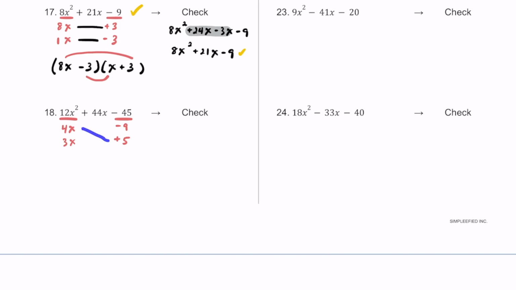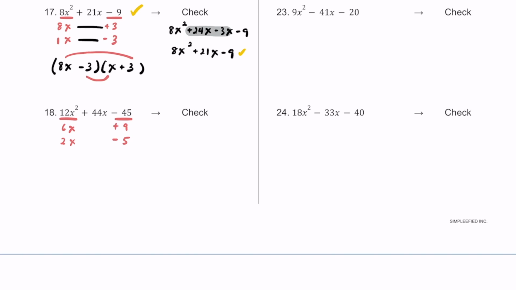This is positive 20 and negative 27, so that's going to be negative 7. That's also not what we want. Okay, let's go ahead and change 4 and 3 to 6 and 2. If we try these new set of factors here, we're going to get negative 54 and positive 10, which makes negative 44, which is really good for us, because now we just have to change the signs and make this a positive 9 and a negative 5.